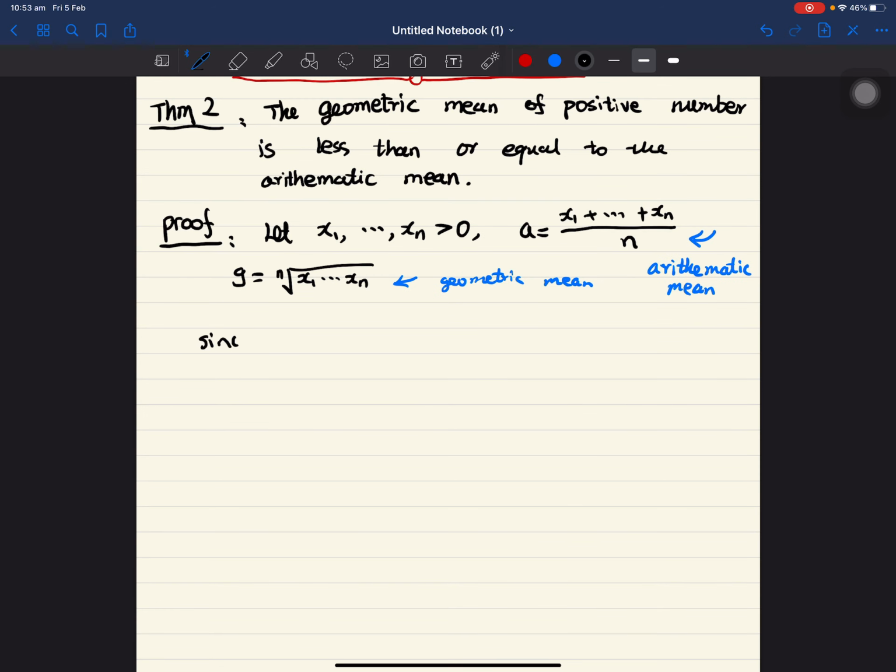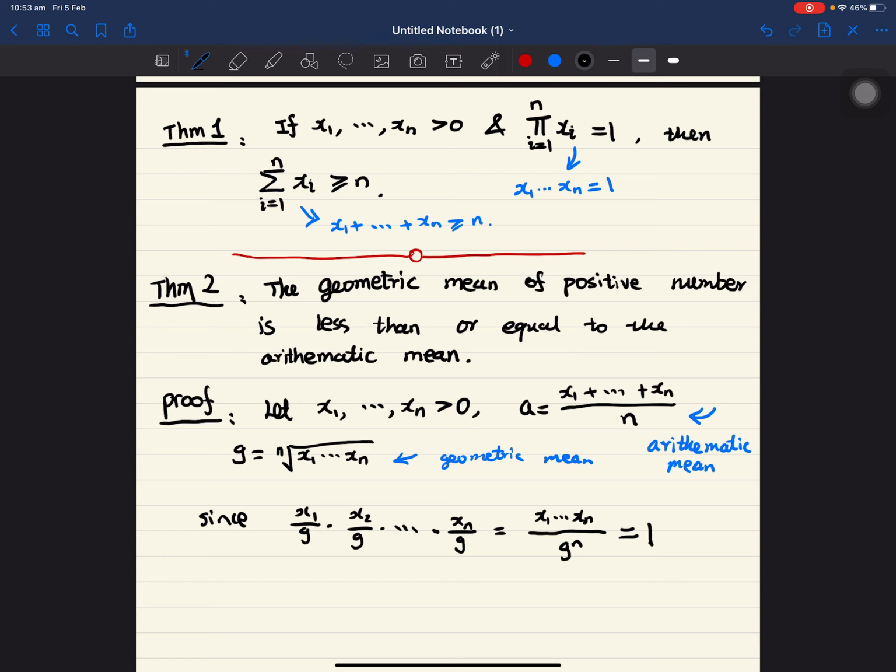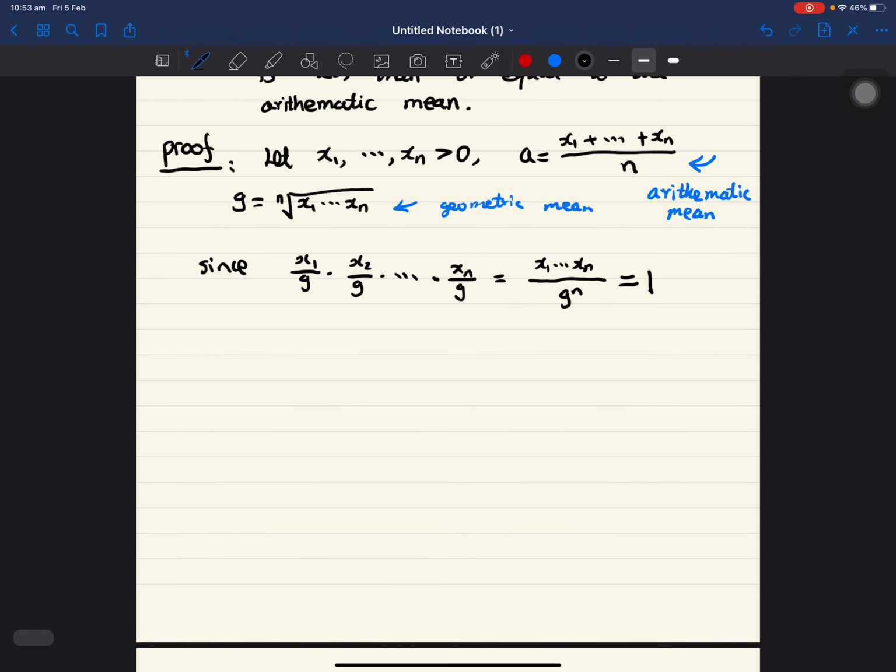And since x1 over g times x2 over g all the way to xn over g is equal to the product x1 all the way to xn divided by g to the power n, and remember g is the nth root of x1 to xn, so this is equal to 1, which satisfies the condition of theorem 1, so we can just use theorem 1. Therefore, we get that x1 over g plus all the way to xn over g is greater than or equal to n, by theorem 1 we showed in the previous video.